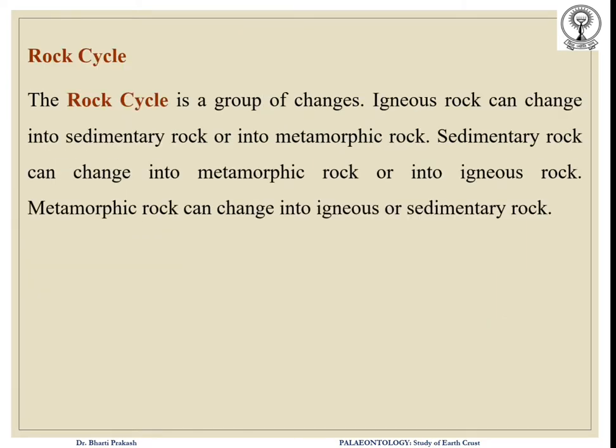Now, what is a rock cycle? The rock cycle is a group of changes that is taking place. The igneous rocks can change into sedimentary rocks or into metamorphic rocks. Similarly, sedimentary rock can change into a metamorphic rock or into igneous rock, and the metamorphic rock can change into igneous or sedimentary rock. So this is a rock cycle, when the changes take place from one rock to the other.